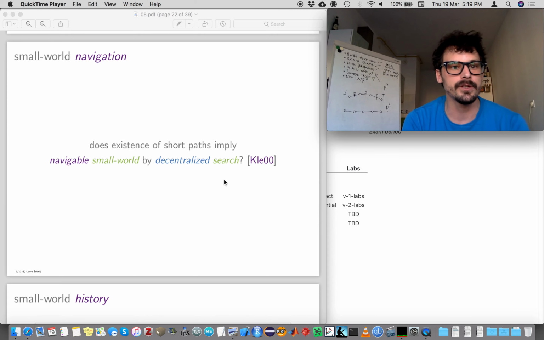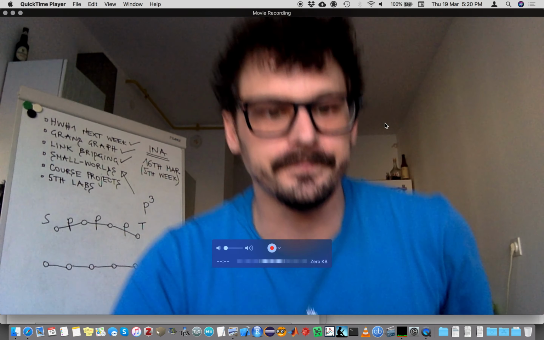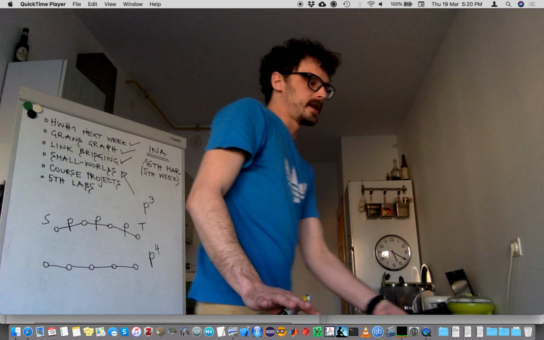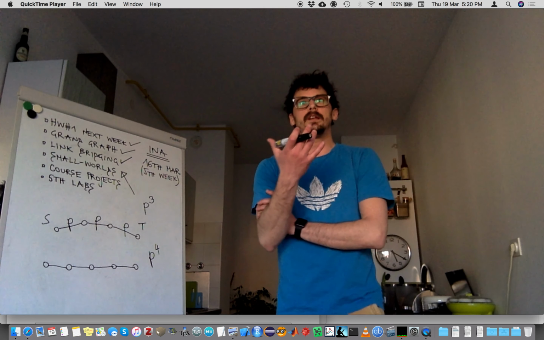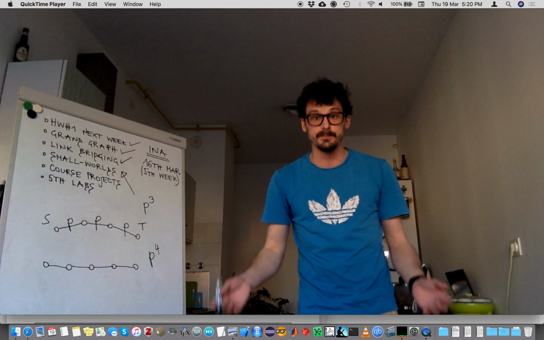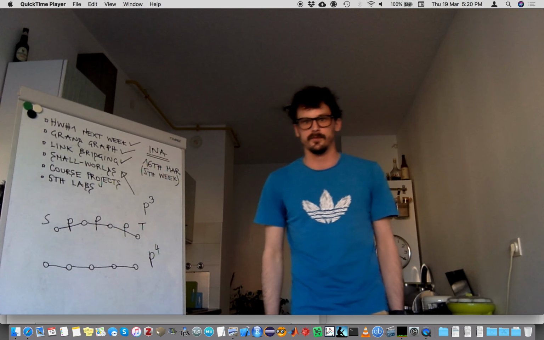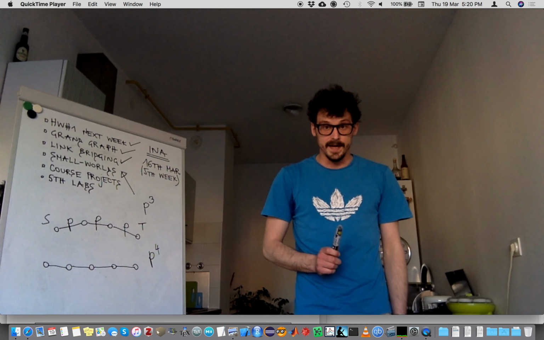So the question on this slide says, does existence of short paths imply navigable small world by decentralized search? Now let me again make the camera larger and what I mean by that. All these experiments so far, the model, the measures that we did, only tell us that there are short paths between the people in a social network, for instance, but say nothing about whether we are able to find them.